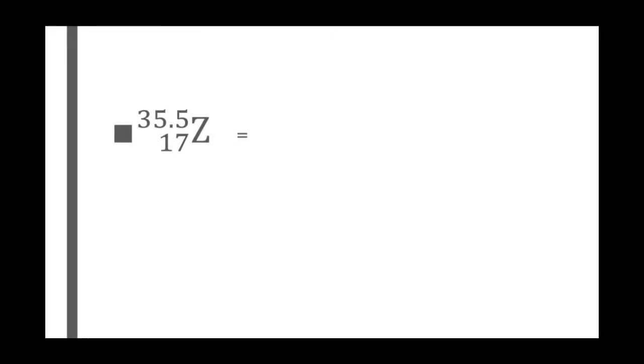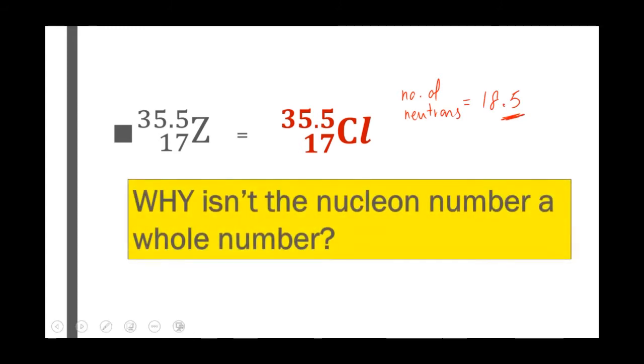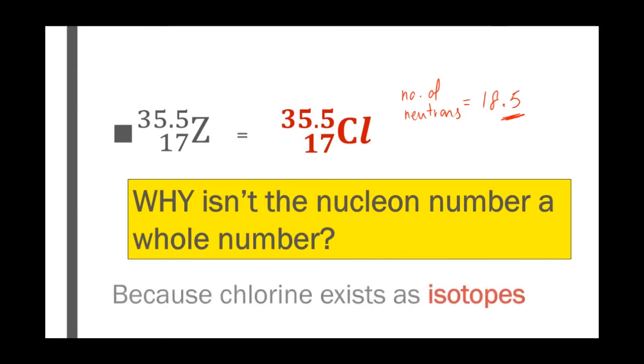Now, you might have realized that this particular question that I gave you, 35.517 with a Z, is actually referring to the element chlorine. And you might have derived the number of neutrons as 18.5. This decimal of 0.5, do you think it actually makes sense? Shouldn't the number of subatomic particles be a whole number? How can there be half of a neutron? And actually this comes about because of this concept known as isotopes.